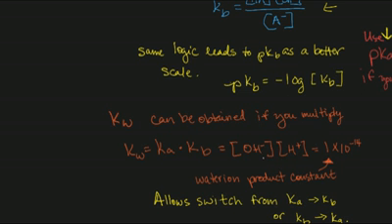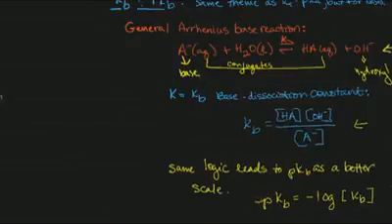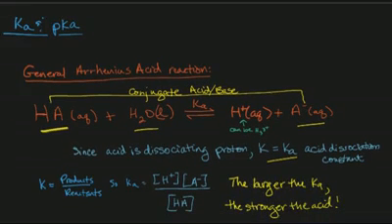So if you want to switch from either Ka to Kb, you can use this equation, or if you want to switch from hydroxyl ion concentration to proton concentration, you can use this equation. Either way. Alright. So that's basically it for pKa and Kb and all that good stuff.